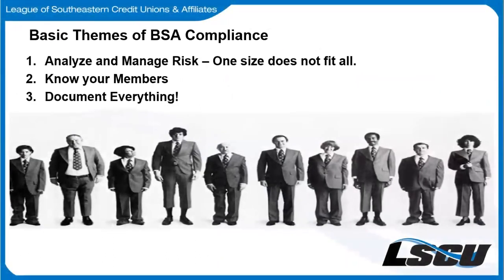Starting off with the 3 most basic themes of BSA compliance, the first is analyzing and managing our risk to understand that every credit union's risk level will be different based on their field of membership, products and services, and a variety of other factors. The second piece is knowing our members, which we are already super proud of from a relationship banking perspective, but can also help us with BSA concerns as well. And then our documentation, our required paper trail that is made up of CTRs and SARs, which we will review as well.